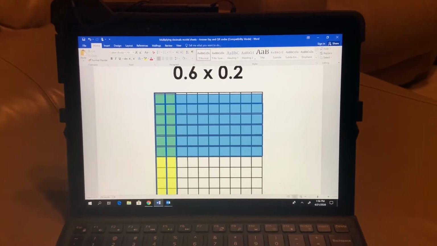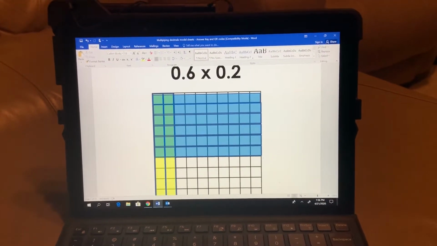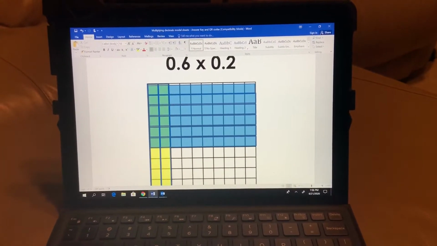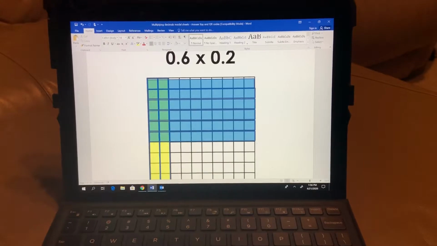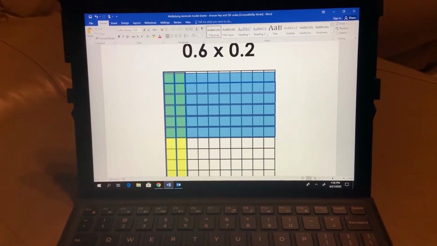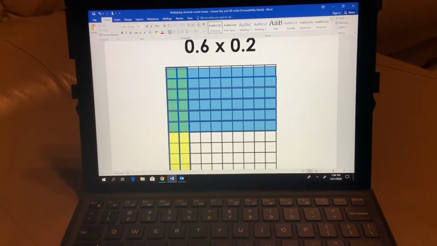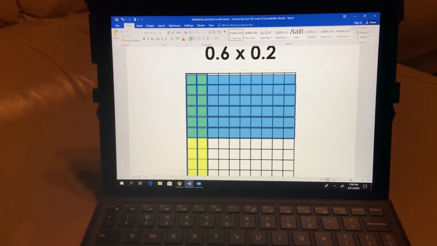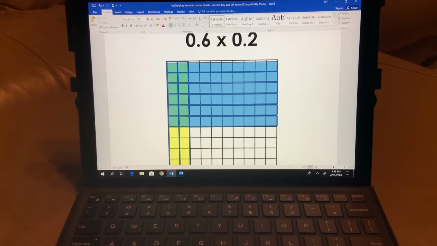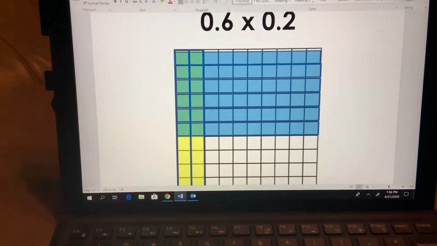Hey boys and girls, today we are going to multiply decimals times decimals using some number sense strategies to estimate. But I'm going to start out by just showing you a couple of models. And you probably remember us doing this a couple of months ago in the classroom. This is a model of 6/10 times 2/10.